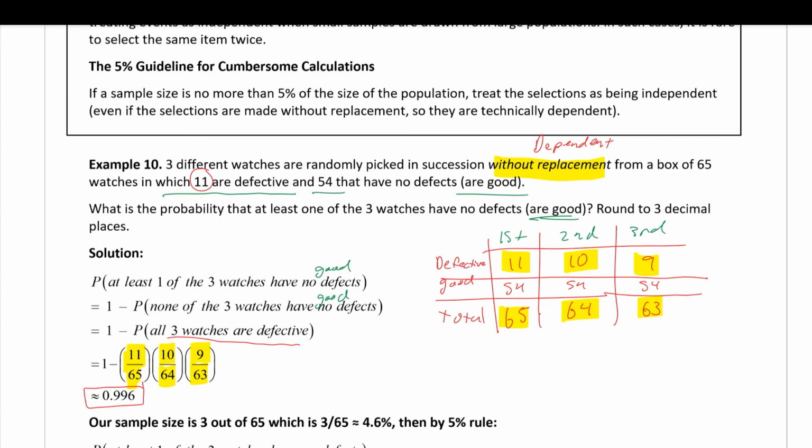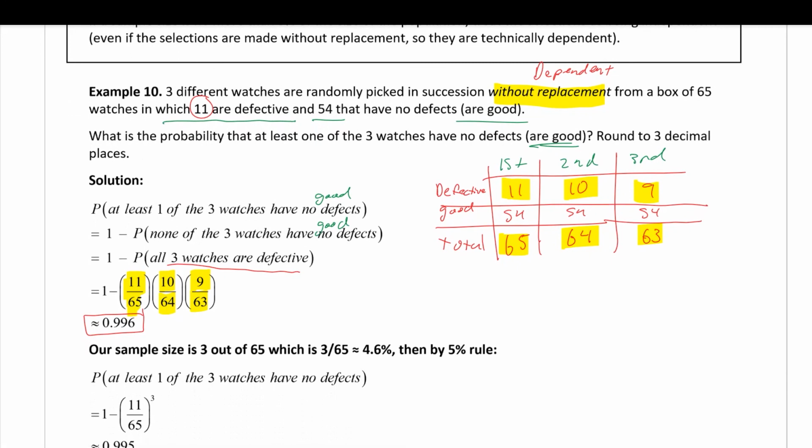So you would have to create some sort of table like this and figure out what the numerator and denominator is. Now in this case we took 3 watches out of a population of 65. If you were to divide those two, you would get 4.6%, which is less than 5%. So by the 5% rule, we can treat these technically dependent events as independent. What do I mean by that? We can treat them as if we were replacing it back in each time. So we can treat it as 11 out of 65 for all 3 selections.